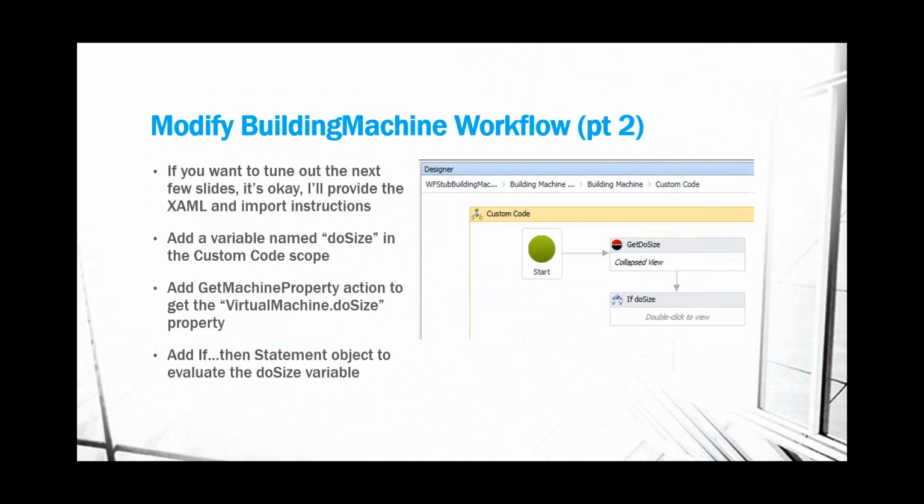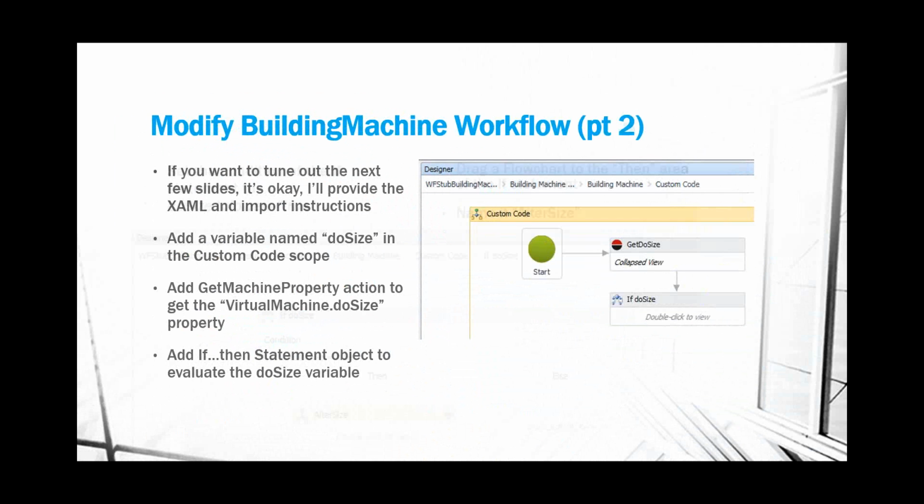Just in case I don't remember later to set everything to lowercase, we're going to evaluate that specifically in lowercase. So if the do size value is true, all lowercase, then we'll know to execute the then side of the if then statement. You can see we're not going to add anything to the else side of it, so that we'll only actually do something if it's set to true in lowercase. We're going to add a flow chart into then.